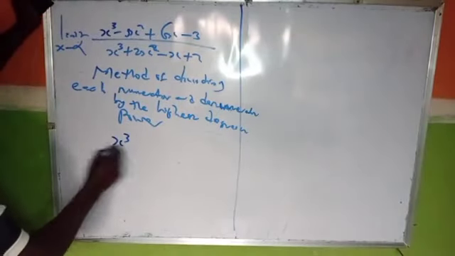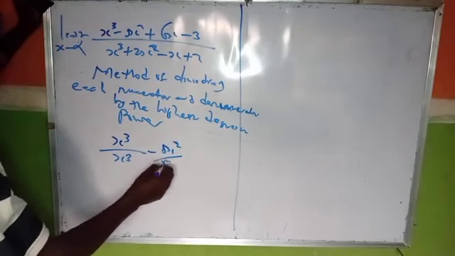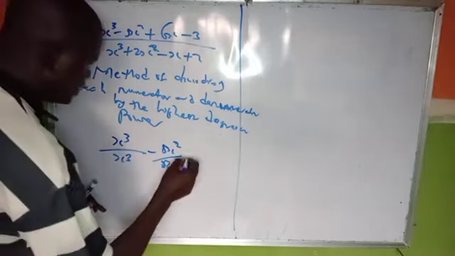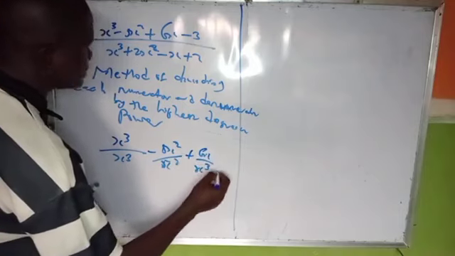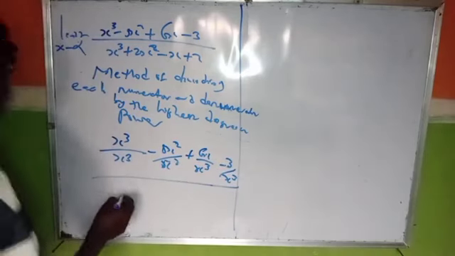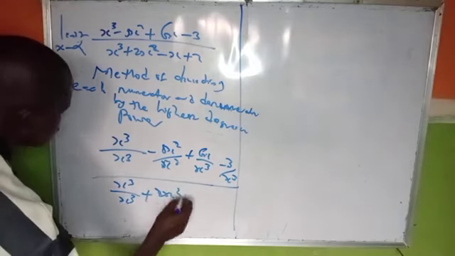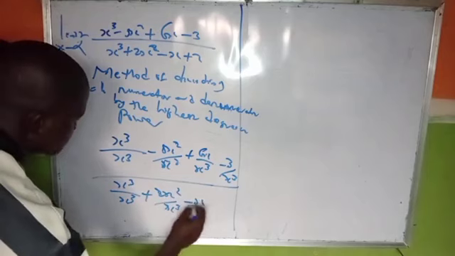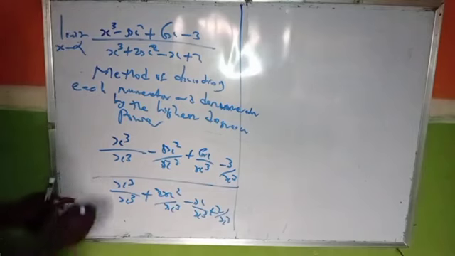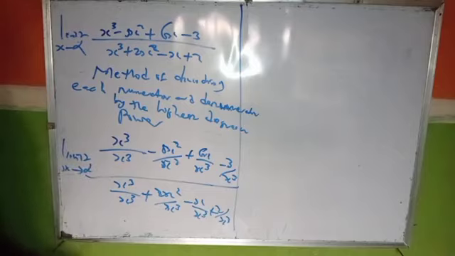Here you have x raised to power 3 divided by x raised to power 3, minus 5x raised to power 2 divided by x raised to power 3. The highest degree you pick here is x raised to power 3. Then plus 6x divided by x raised to power 3, minus 3 divided by x raised to power 3. Below, you do the same: x raised to power 3 divided by x raised to power 3, plus 2x squared divided by x raised to power 3, minus x divided by x raised to power 3, plus 2x raised to power 3 divided by x raised to power 3. Both up and down, the limit as x tends to infinity.